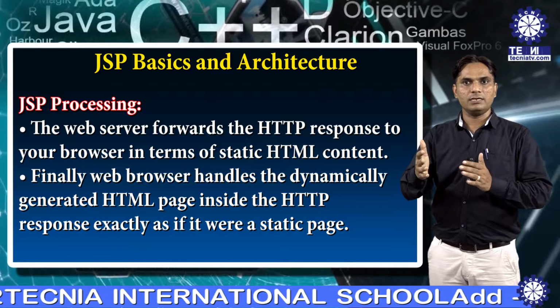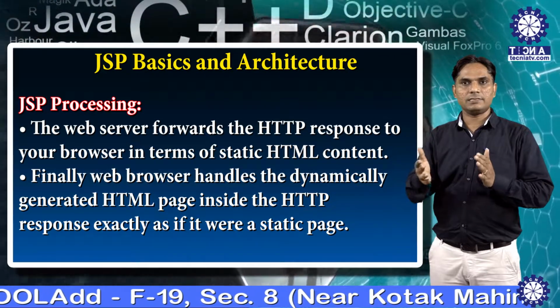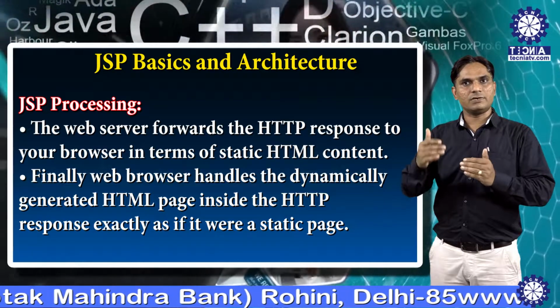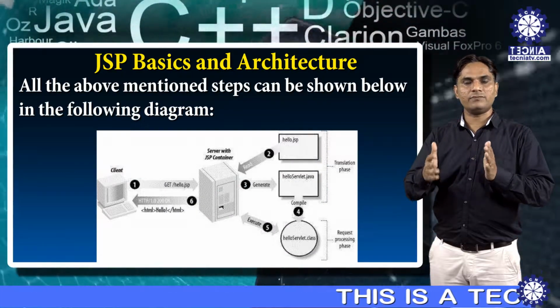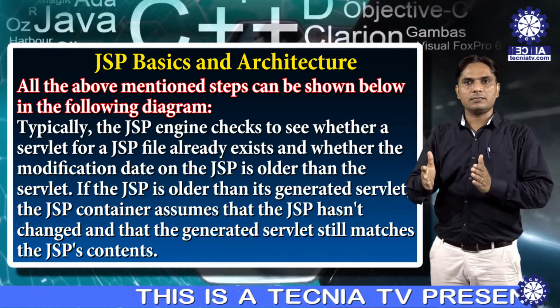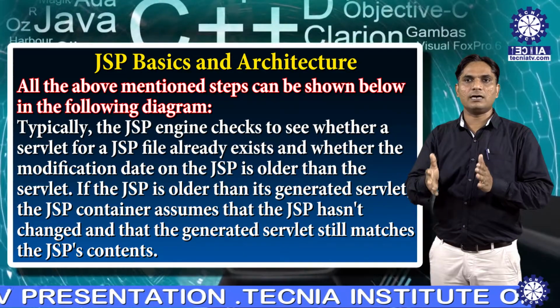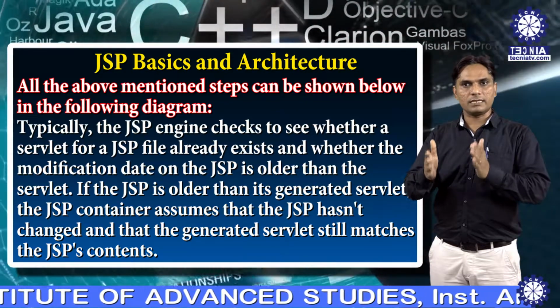Finally, the web browser handles the dynamically generated HTML page inside the HTTP response exactly as if it were a static page. All the above mentioned steps can be shown in the following diagram. Typically, the JSP engine checks to see whether a servlet for a JSP file already exists and whether the modification date on the JSP page is older than the servlet.